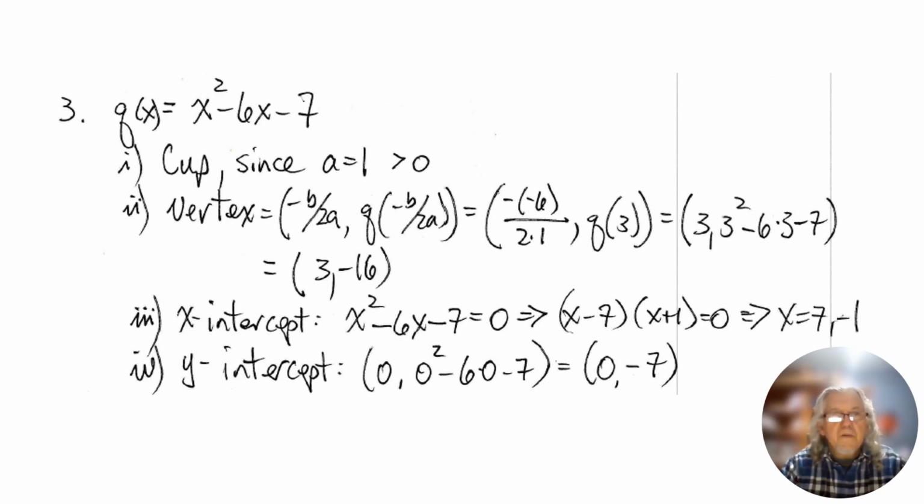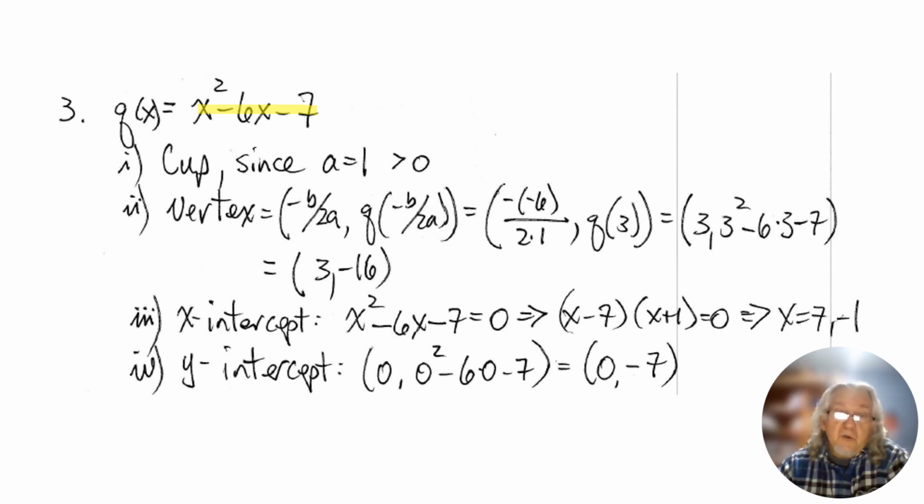into this, right? And you can see here, 3 squared, x squared, minus 6 times 3, minus 7. So now I need to sort all that out. 9 minus 18 is -9 minus 7 is -16. All right, so that's the vertex.